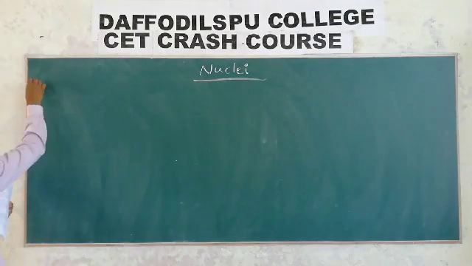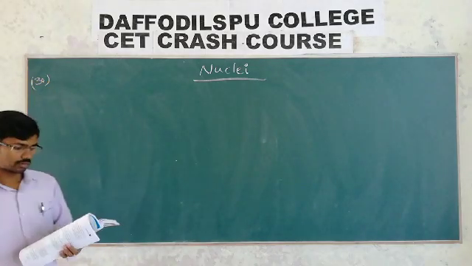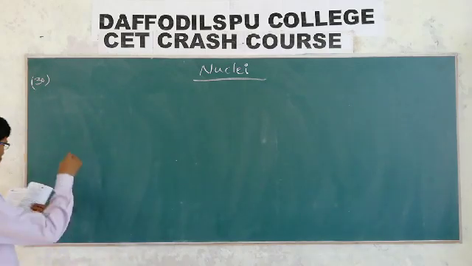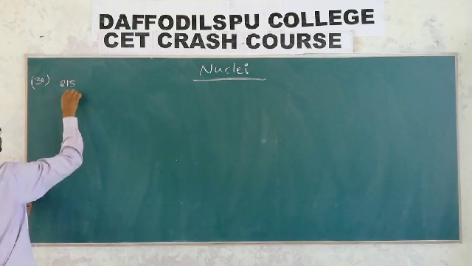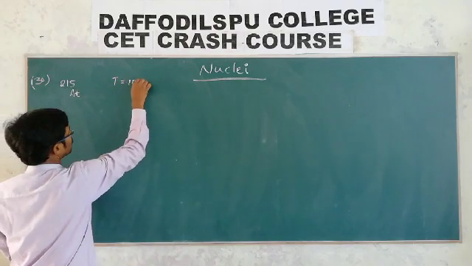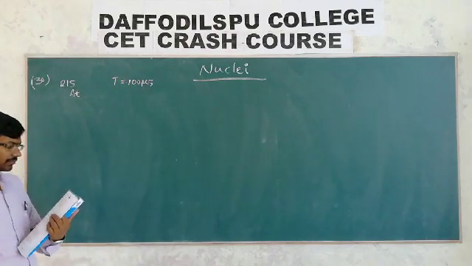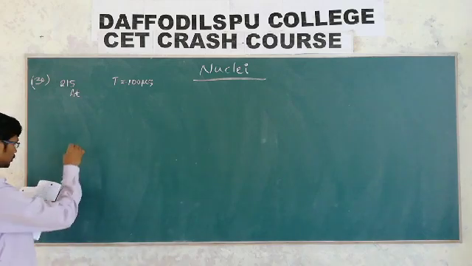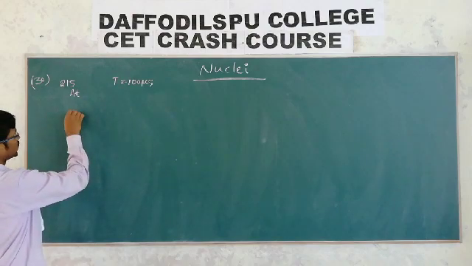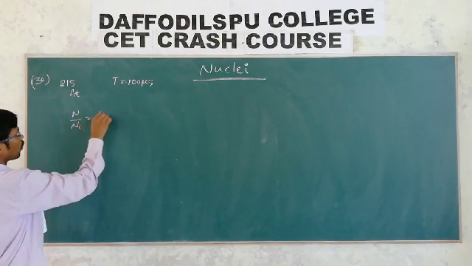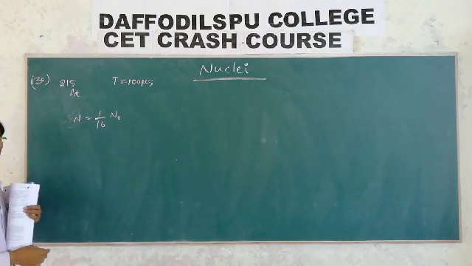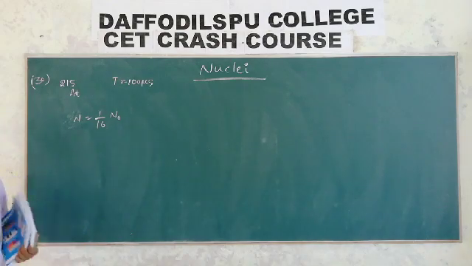The half-life of an atom, Atmos 215, is 100 microseconds. What is the time taken for the radioactivity of the sample to decay to 1/16th of the initial value? So N is equal to 1/16th of N0, the initial value. What would be the time taken?